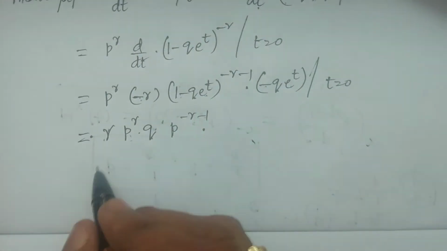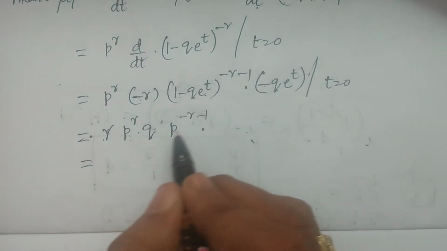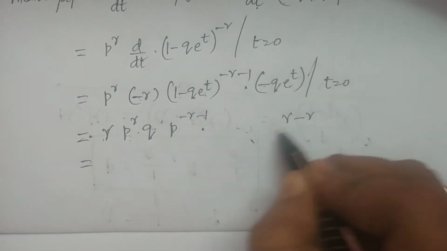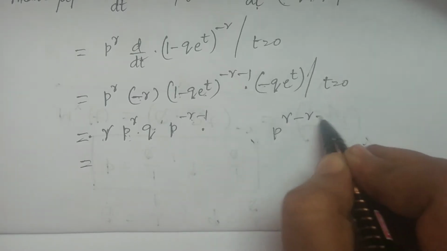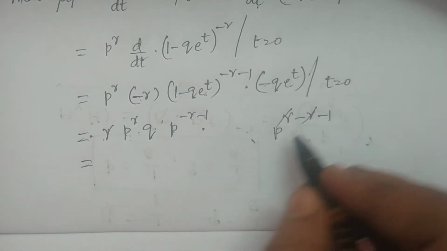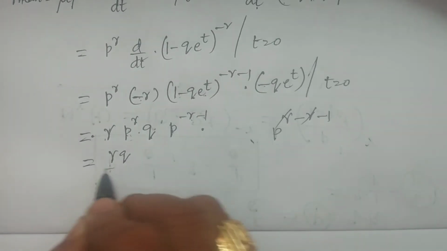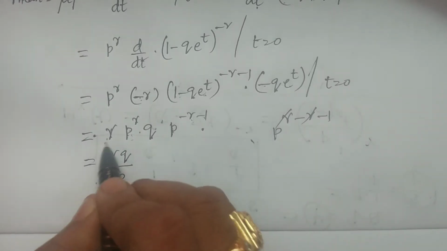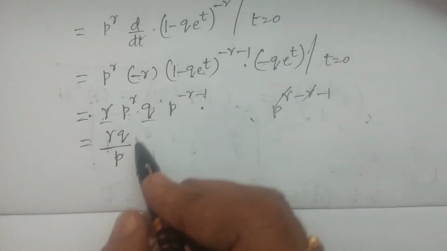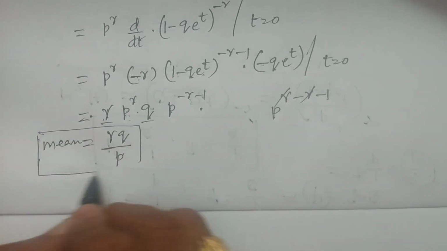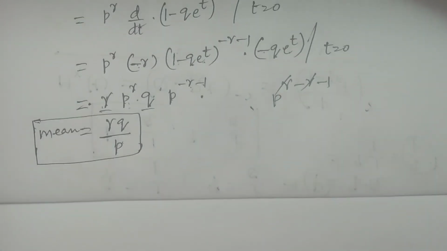So the terms that remain are p power r multiplied by p power minus r minus 1. So p power r minus r minus 1, plus r minus r gets cancelled, p power minus 1, and it is 1 by p. So r into q divided by p. So this is the mean of the negative binomial distribution, r q by p. Clear? This is the first moment we have calculated through the moment generating function.